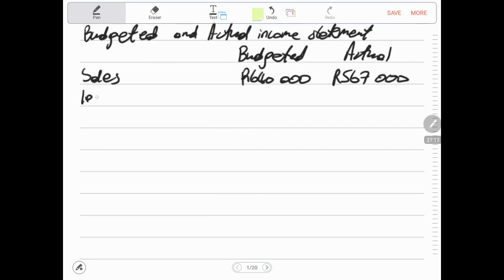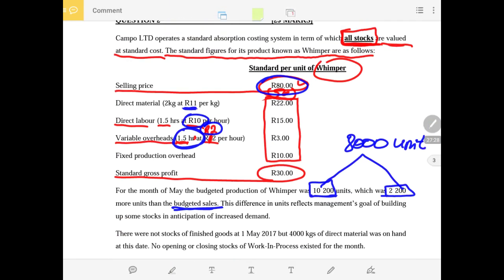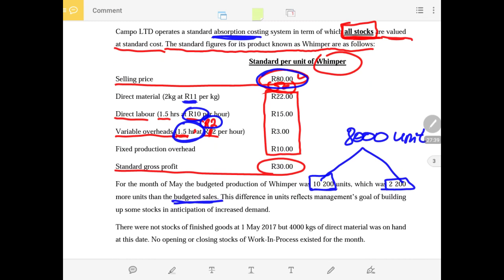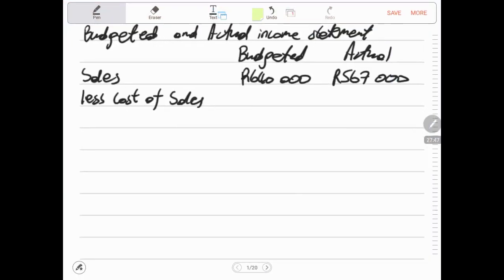Then we have to say less cost of sales. And remember, when I say less cost of sales, I'm saying this because of the information that was provided to me, where I was told that the company is using absorption costing, not marginal. If it was marginal, I would have to say minus variable production overheads. But they are using absorption, therefore now I need to account for the fixed cost. Then I less my cost of sales.